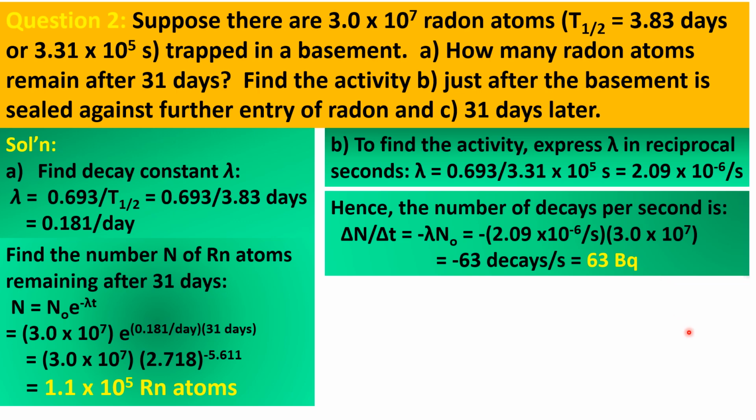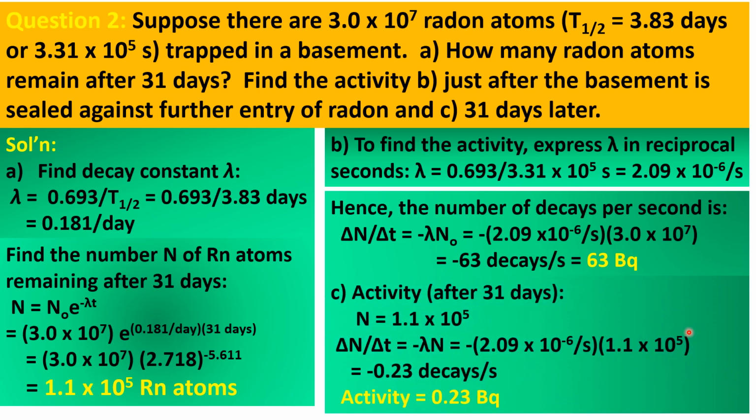So our answer to letter C is, we now use exactly the same formula, but we will now use our value for N that we got earlier in letter A. What we got in letter A is capital N equal to 1.1 raised to the fifth nuclei of radon. So that's what we are going to use here. Multiply it by the given decay constant.